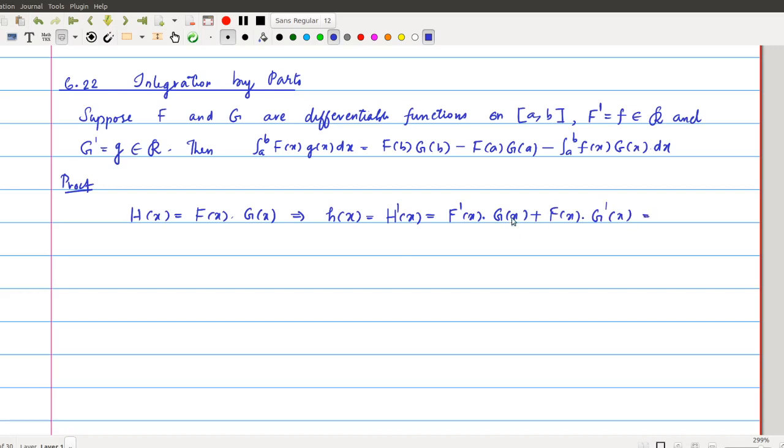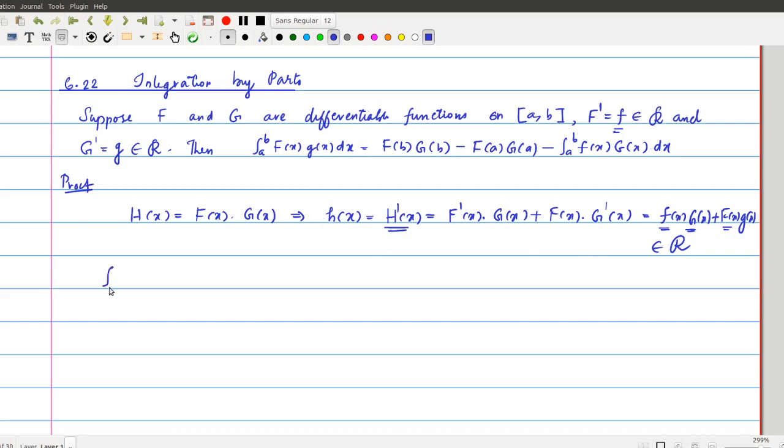But we know that capital F dash is denoted by small f. So that will be small f of x times capital G of x plus capital F of x times small g of x. We know that small f, capital G, capital F, small g are all integrable functions on [a, b], so this belongs to R. In fact, this h dash is an integrable function. So this small h of x is an integrable function.